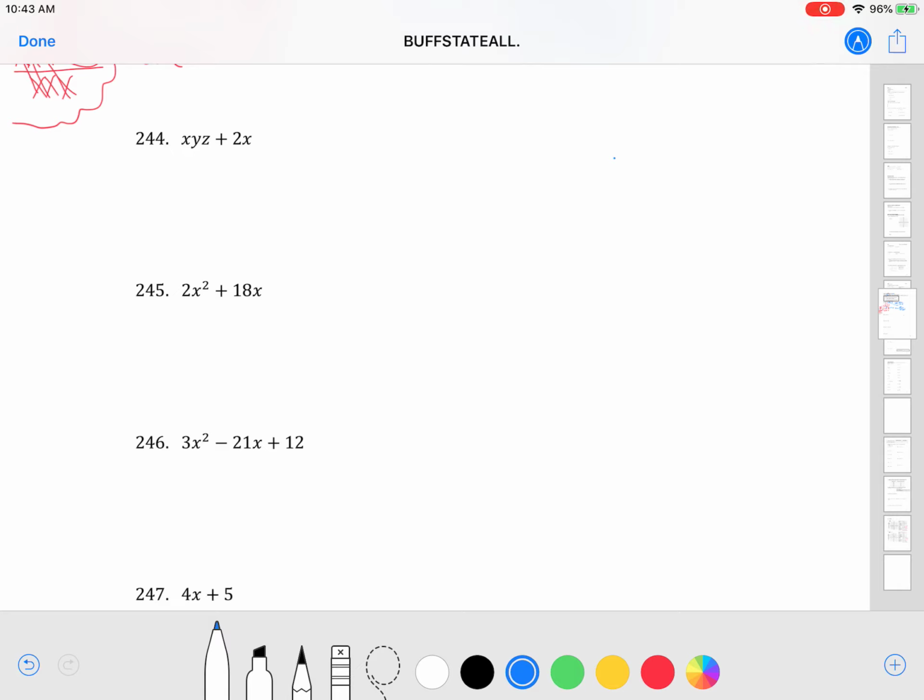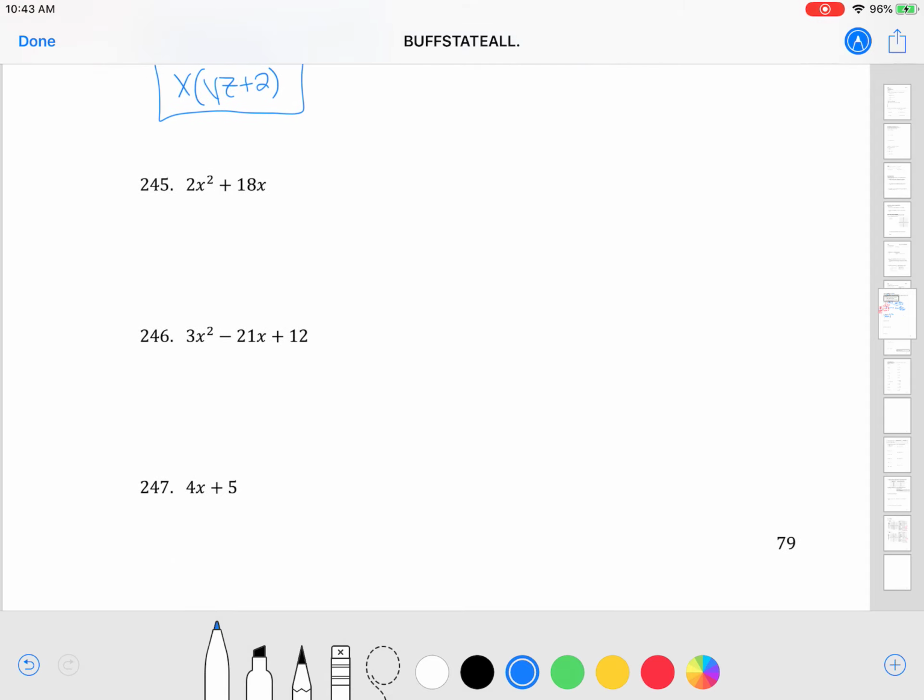So 244, I need to figure out what the GCF is of that. The GCF between those two is x. So I'm going to divide each of them by x, and that puts my x out in front. You could think of your GCF as 1x. That's perfectly fine. These x's cancel and leave me with yz. These x's cancel and leave me with plus 2. And that's my answer. Again, you can check it off to the side. You can try to check it in your head just by distributing that x through. It does check out.